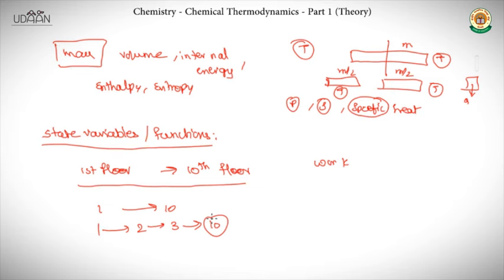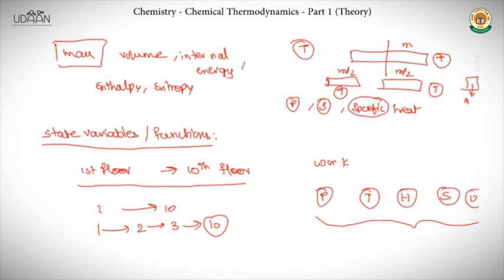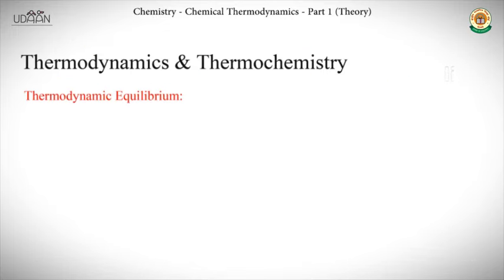Some examples of state variables are pressure, temperature, enthalpy, entropy and internal energy. These all are state functions. In the sense, they don't depend upon how they are reached. They depend upon that particular state itself. So they are state functions.